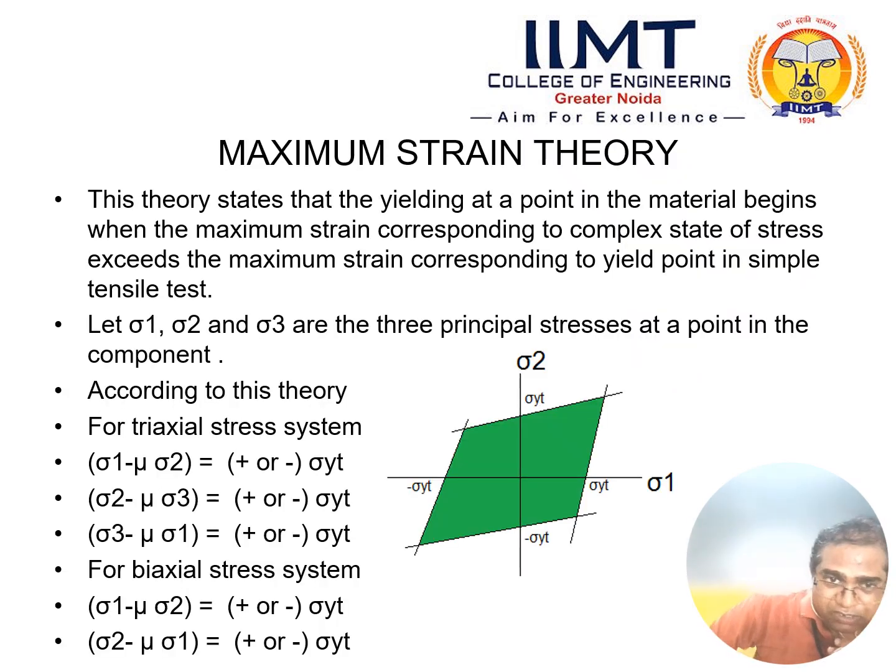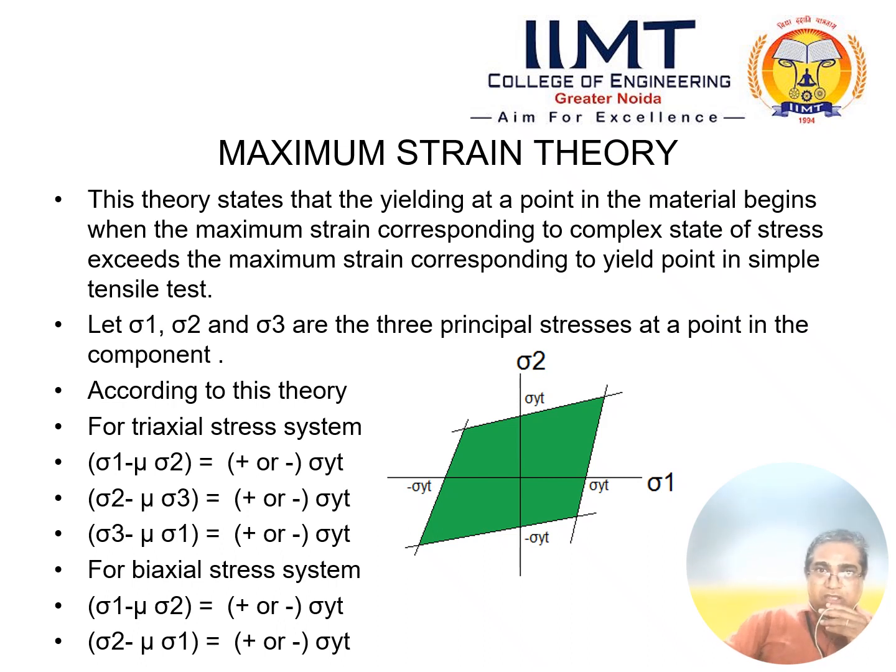So the third theory is the maximum strain theory. This theory states that yielding at a point in the material begins when the maximum strain corresponding to a complex state of stress exceeds the maximum strain corresponding to the yield point in the simple tensile case.